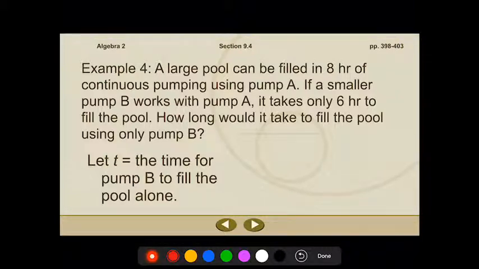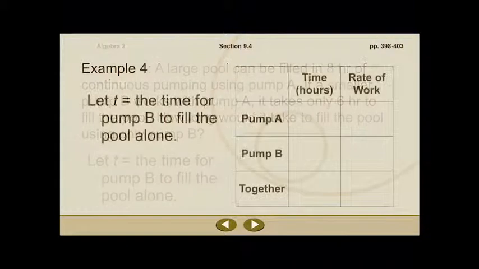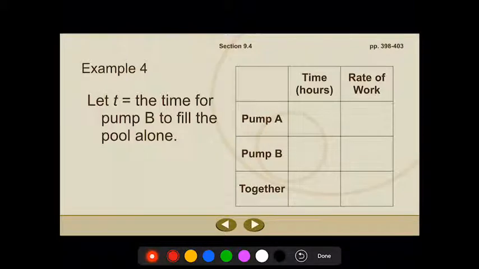You can pick any variable you want. You could pick X, you could pick whatever. The reason I picked T here is because of time, how long. So the best way to do this is to set up a little chart. Let T be time, and then you just fill it in. We're going to fill in our information. We're saying that the time for pump B to complete it is T.